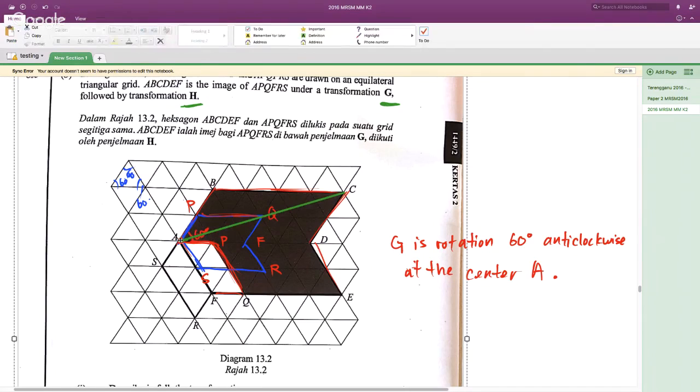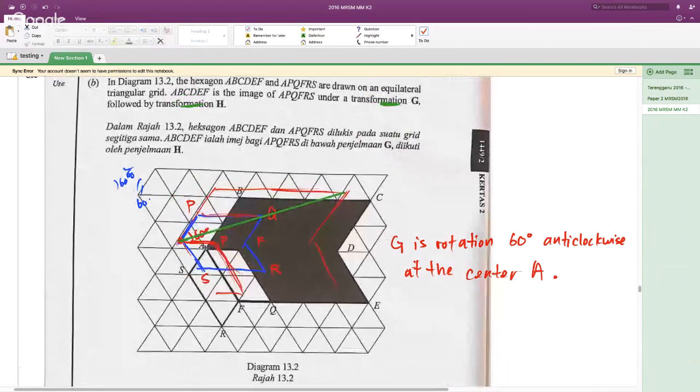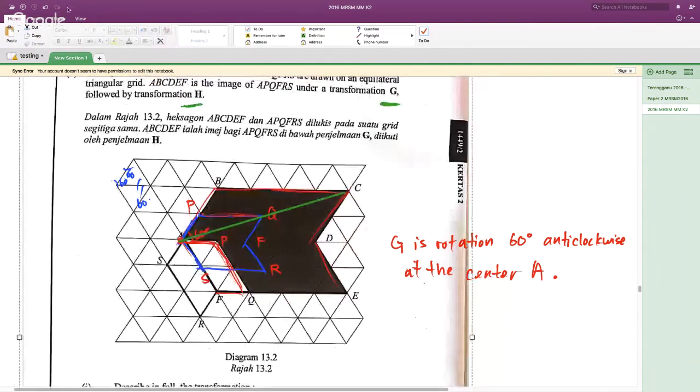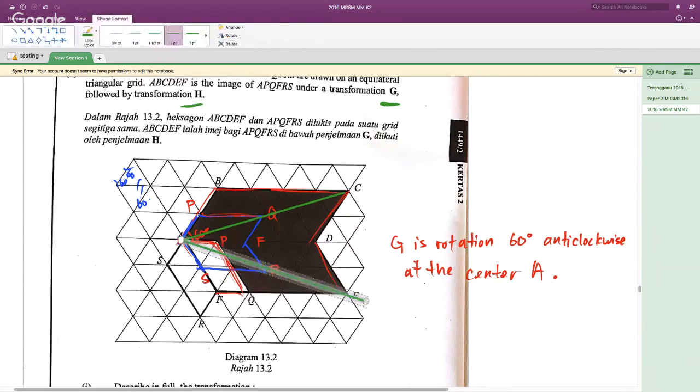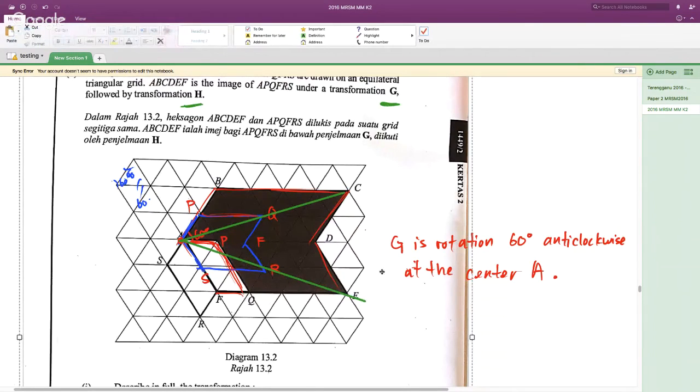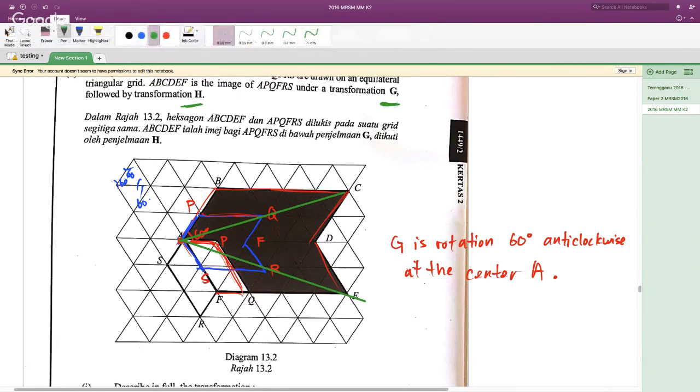And then I will do the same thing for some other point. Maybe I connect R to the E. So you will find out, you just connect the image to the object, and then you can get the enlargement center point. So you know the center point is at A as well. Right, so I know H is enlargement of scale factor.